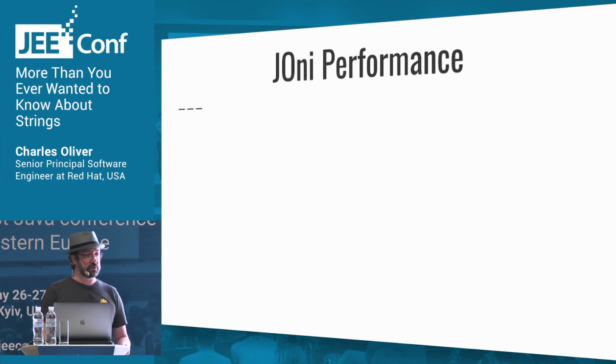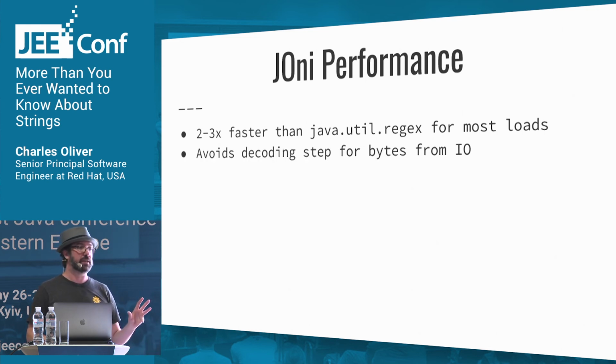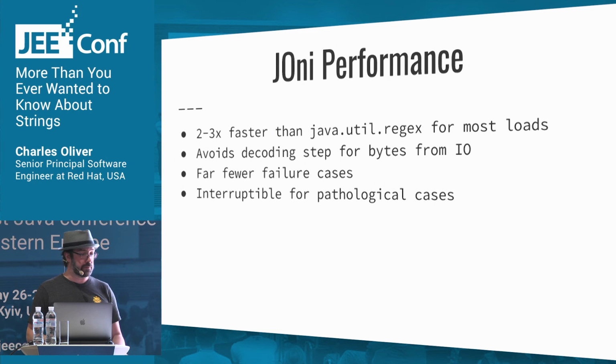So what's the performance of this look like? Well, JOni generally is about 2 to 3 times faster than java.util.regex for most of the loads that we've measured. And this is largely because we can avoid that decoding step. You can read bytes off of the file system and match directly, rather than converting them to Java characters. Far fewer failure cases. We'll never blow out the stack, for sure. And the cases where we need to be interrupted, where we might run forever, just don't happen as often on JOni. And again, it's interruptible for the pathological cases.